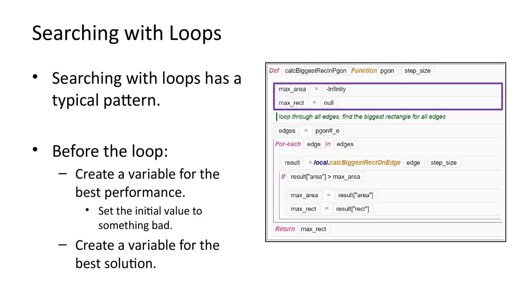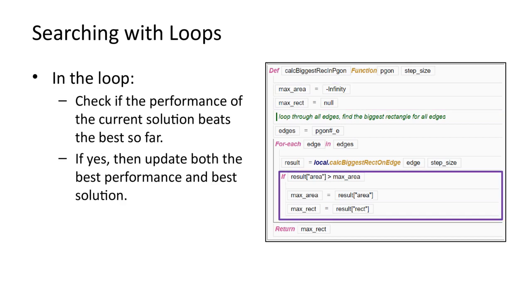In the previous functions, the generate and test strategy was used in 2 places: to find the biggest rectangle on an edge, and to find the biggest rectangle in a polygon. In both cases, the search is conducted using a for each loop. Before the loop, variables are created for storing the best performance and best solution. The initial best performance is set to some value that is guaranteed to be lower than any actual performance value. This way, the first solution found will immediately become the best.